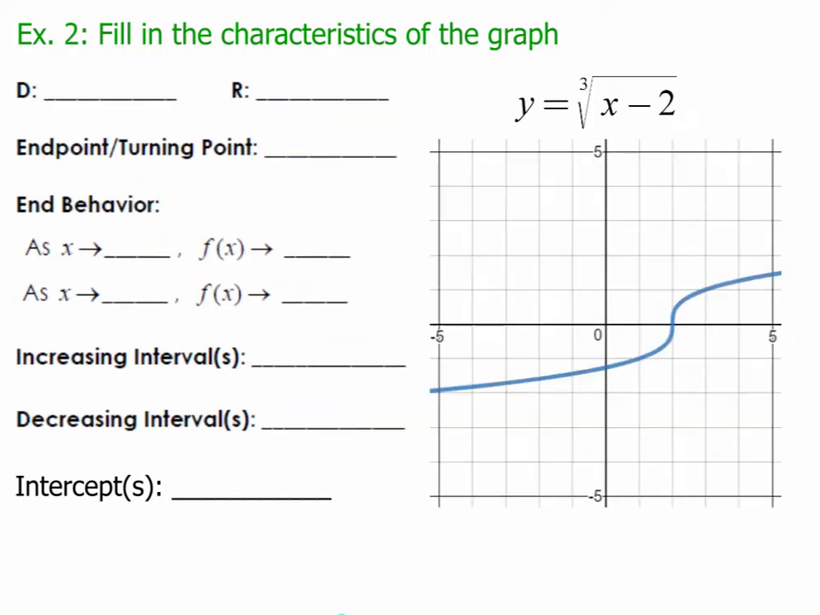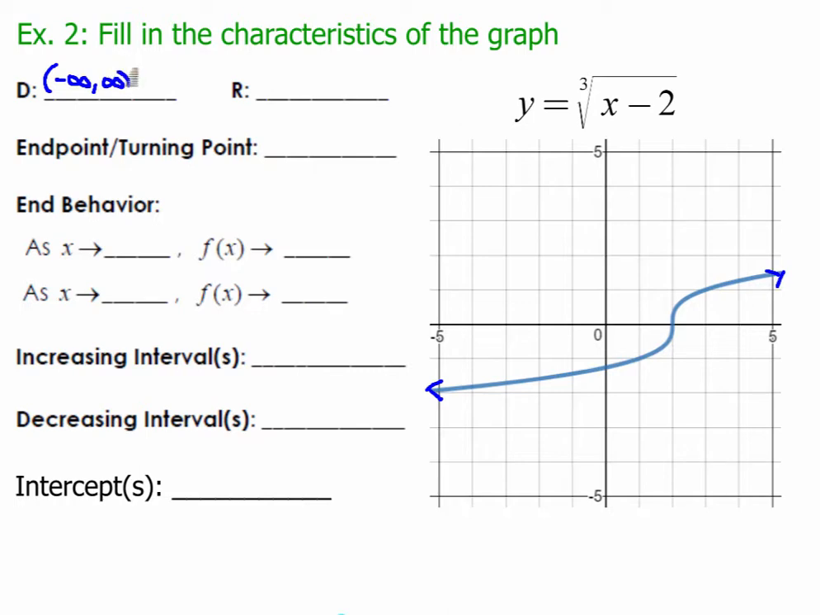All right, so let's look at example 2. This is a cube root function. You can see it's got that sort of wavy shape to it. This is y equals the cube root of x minus 2. All right, so once again, we want to do the same characteristics. This graph is continuing forever to the left and forever to the right. So for my domain, because it's going forever one way, forever the other, my domain is from -infinity to infinity.